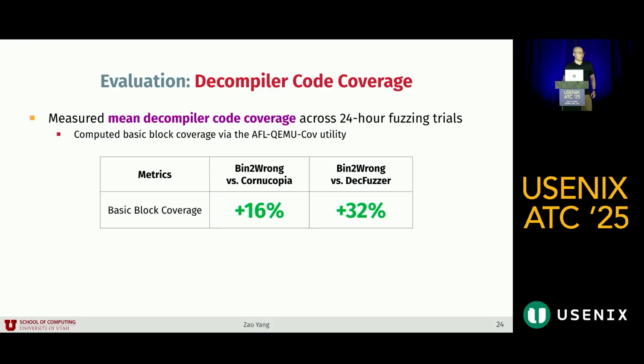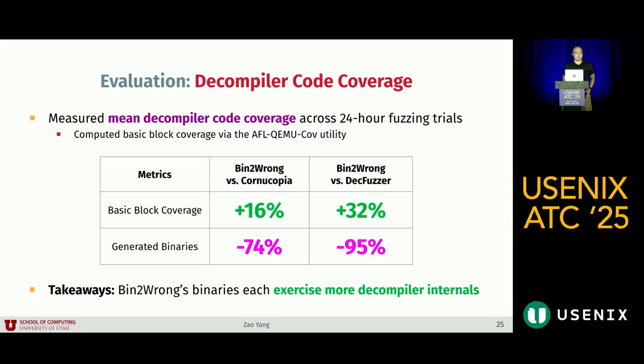So unsurprisingly, with much higher binary diversity, Bin2Wrong's generated binaries reach more code coverage within decompilers, including an improvement of 16% and 32% compared to Cornucopia and Decompiler respectively. And more importantly, Bin2Wrong reached more code coverage with much fewer binaries generated, including 74% fewer and 95% fewer. This demonstrates that by systematically exploring these factors of binary generation while generating much fewer binaries, Bin2Wrong can generate binaries with much better quality that can exercise more decompiler internals.